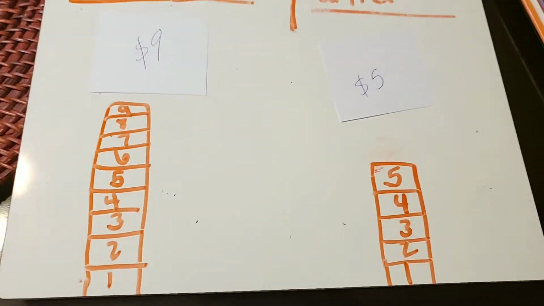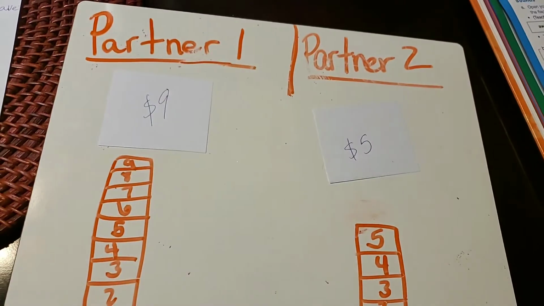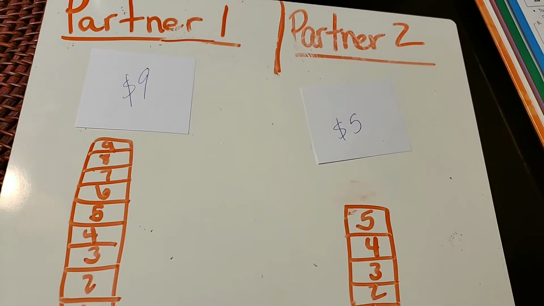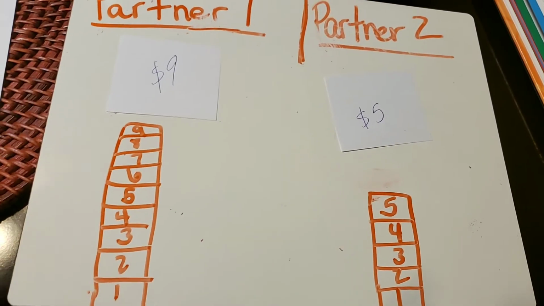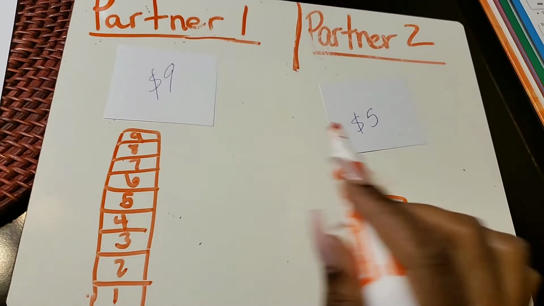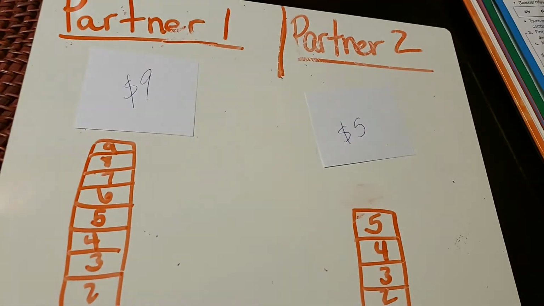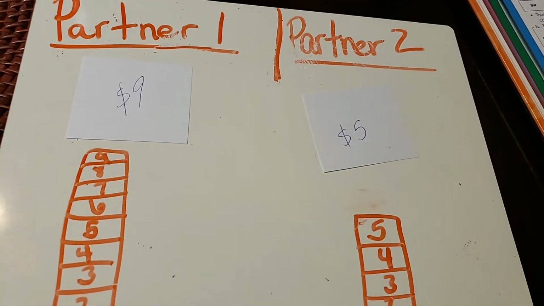Who has less? Partner 1 or partner 2? If you said partner 2, you are absolutely correct because 5 is less than 9. So now we have to figure out how many fewer partner 2 has than partner 1.